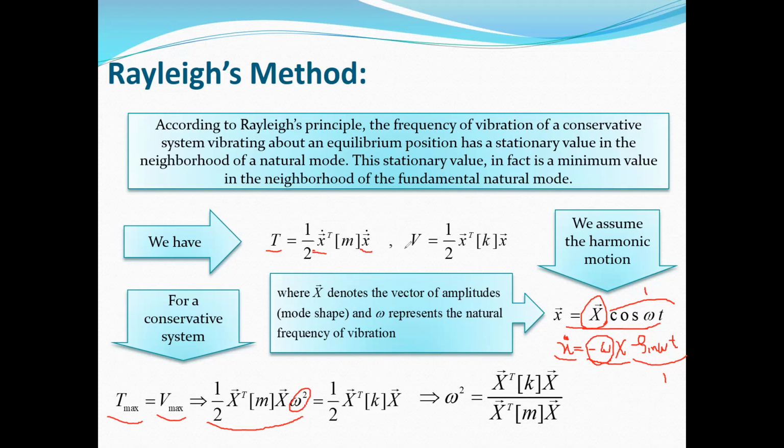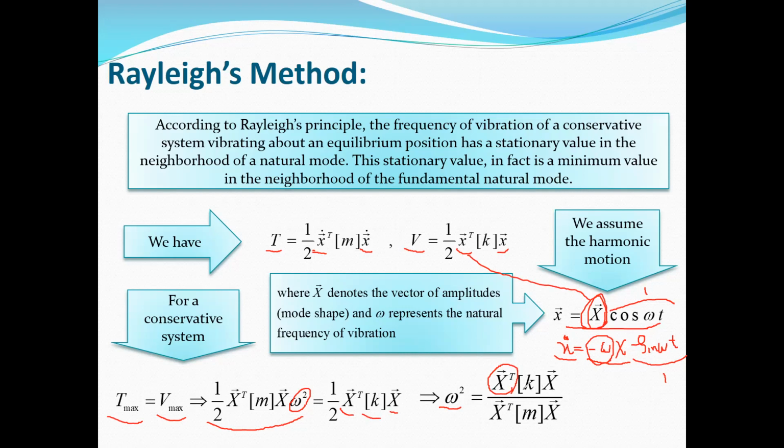And for the potential energy, when you want to calculate the maximum value, again the vector must be the maximum value, which is vector x. So instead of x, we substitute vector uppercase X, so it will be half x transpose multiplied by k multiplied by x. So from here we can obtain that the frequency omega squared is equal to this term, and in this term we need only to obtain the vector for the mode shapes.